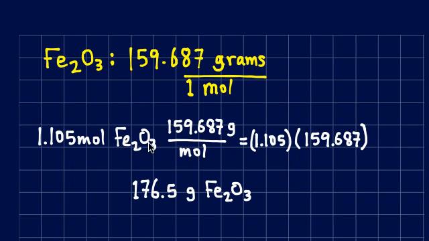1.105 moles of iron oxide. How many grams would that be? Well, I'll put the moles on the bottom, the grams on the top. Again, I got this from above. I added up 2 irons and 3 oxygens, and I got this number. So this one times this one, because it's in the numerator.